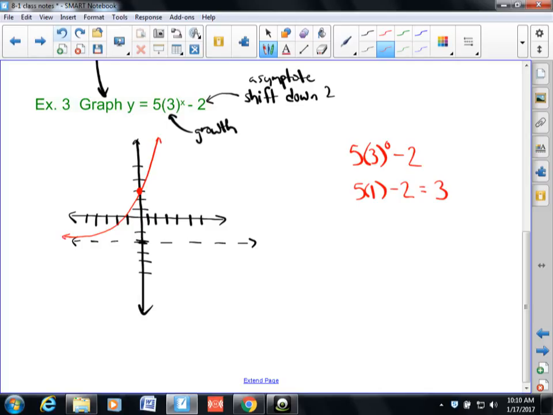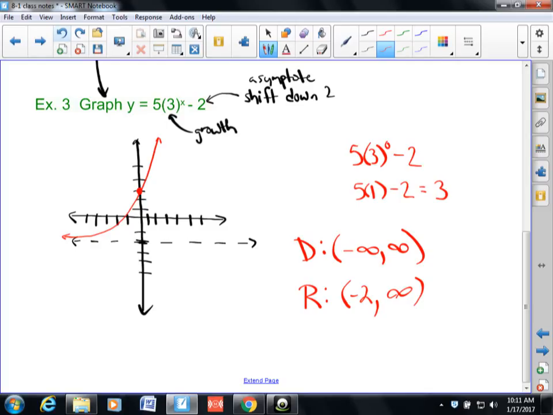So now what does that do to our domain and range? Well, as you can see, the domain is still going to be negative infinity to positive infinity. And this time the range, instead of being 0, it's going to be negative 2. And again, it gets the parenthesis because it's never going to touch it. And then up to positive infinity. Okay, hopefully, so far, so good.